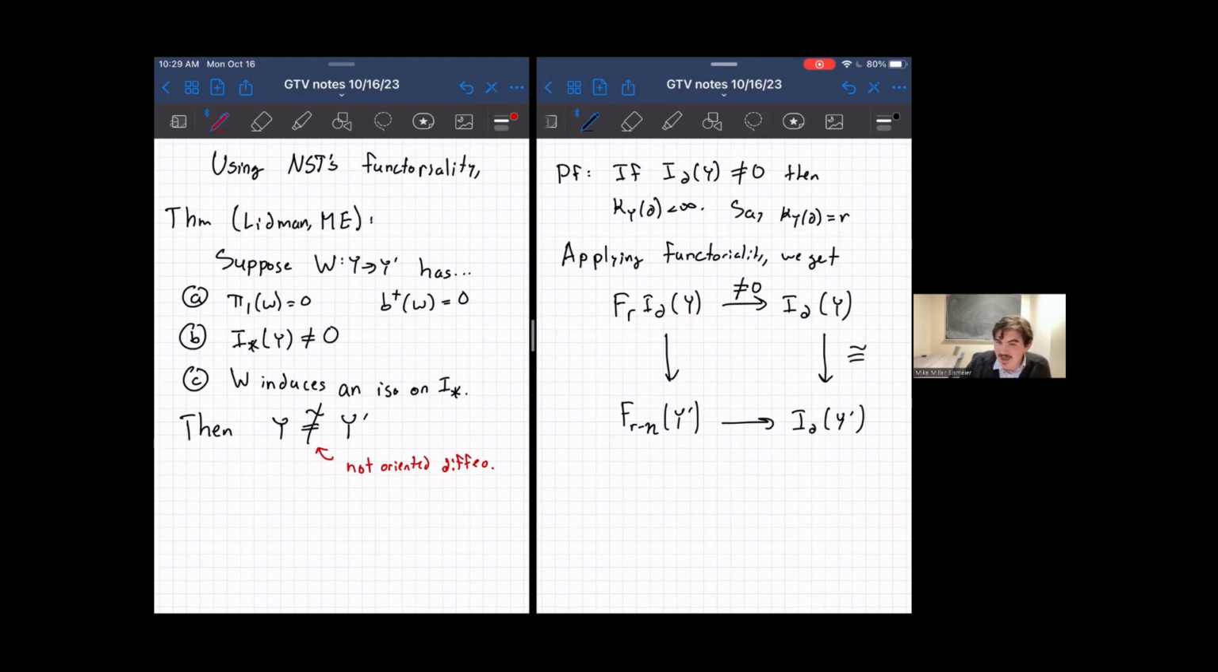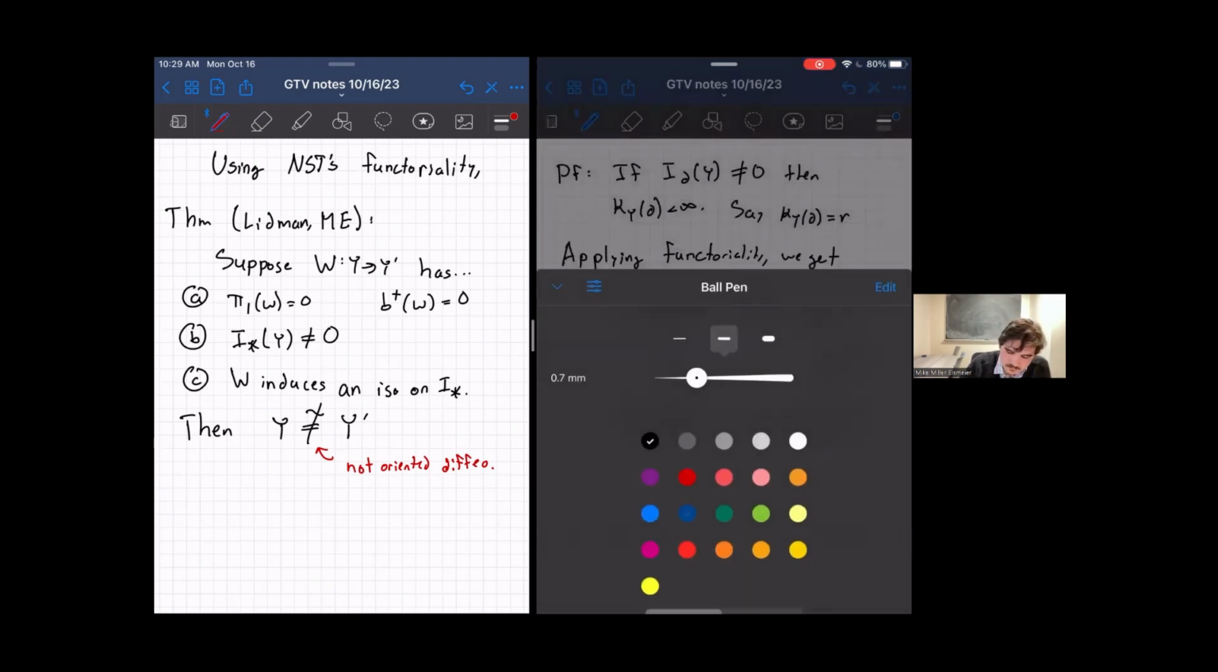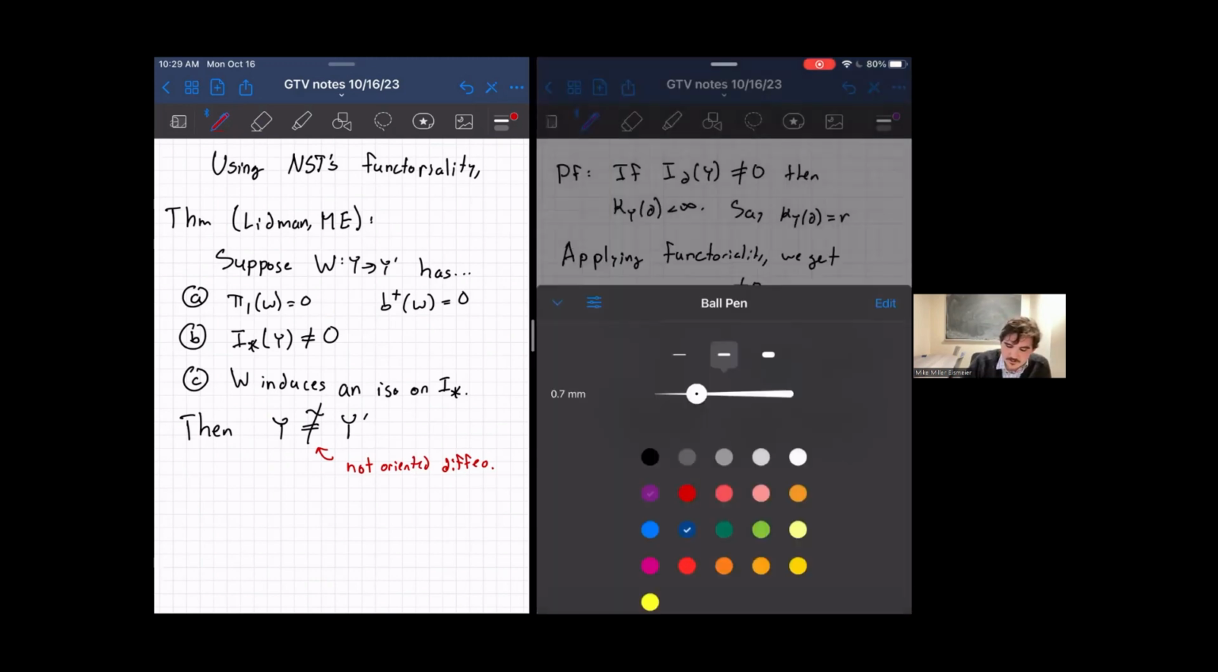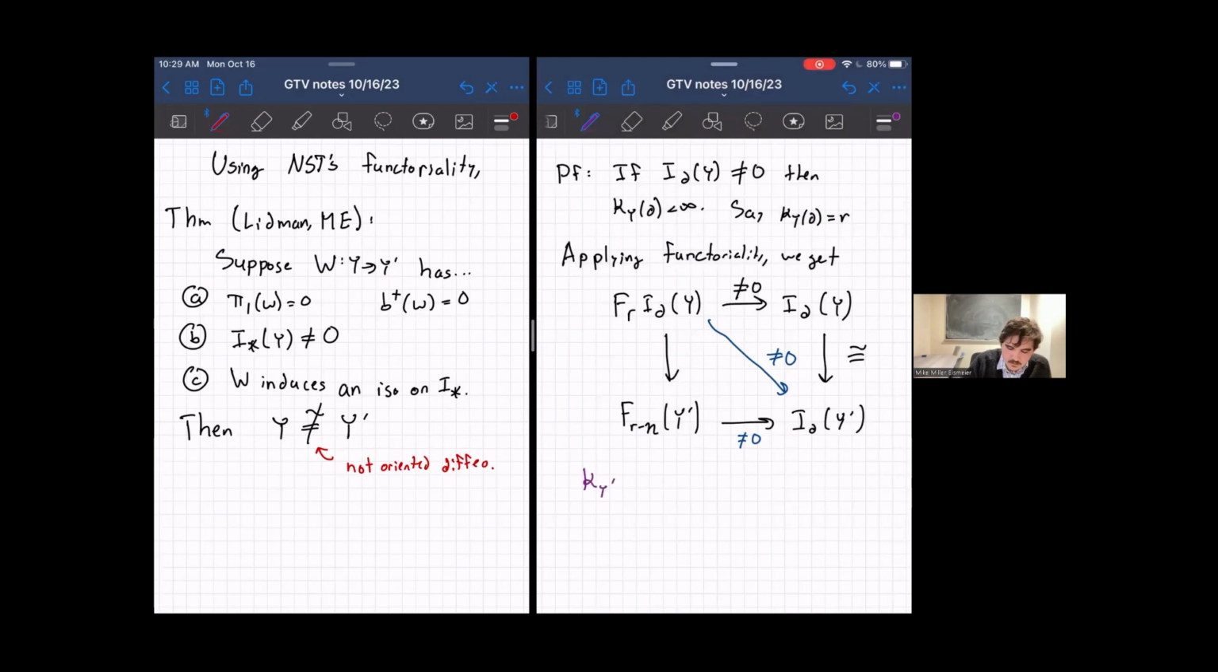By assumption, this right map is non-zero. Sorry, by this assumption, this right map is an isomorphism. So the composite is non-zero. So the bottom left composite is non-zero. So this map is non-zero. And therefore, whatever kappa Y prime of D is, it's strictly less than kappa Y of D. They're different manifolds.